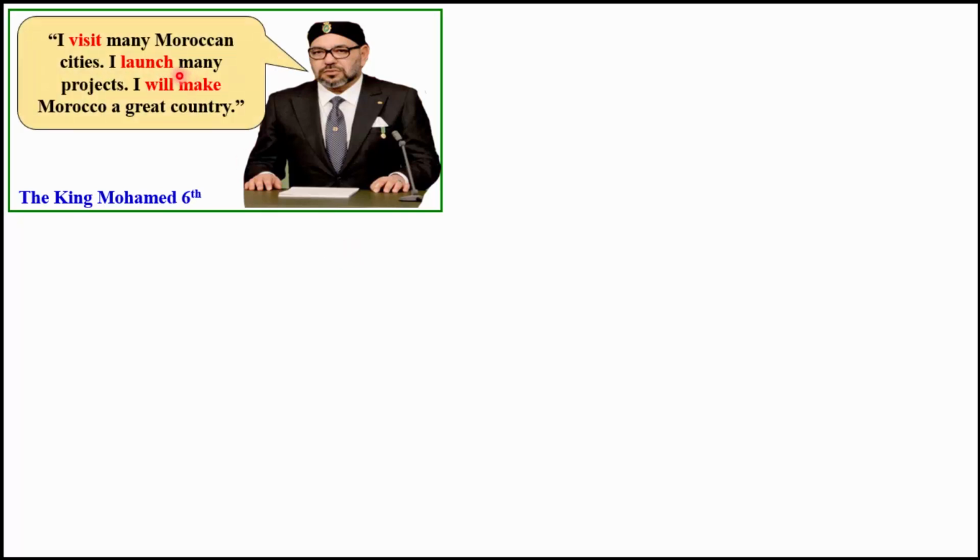So let's look at some examples. This is the King of Morocco. The King of Morocco says this: I visit many Moroccan cities, I launch many projects, I will make Morocco a great country. These are the words of the king himself.